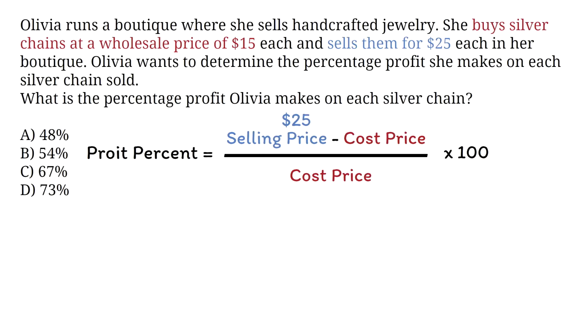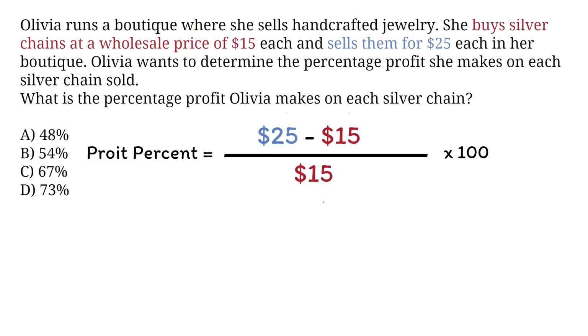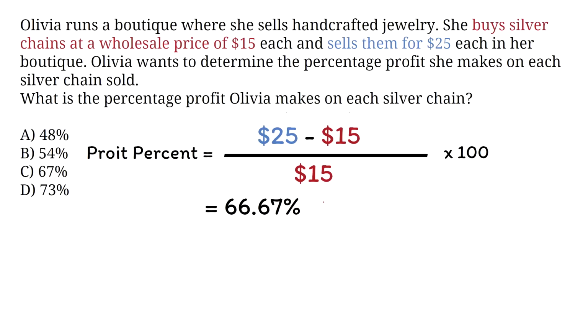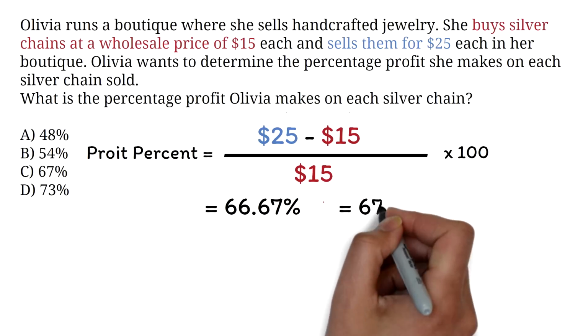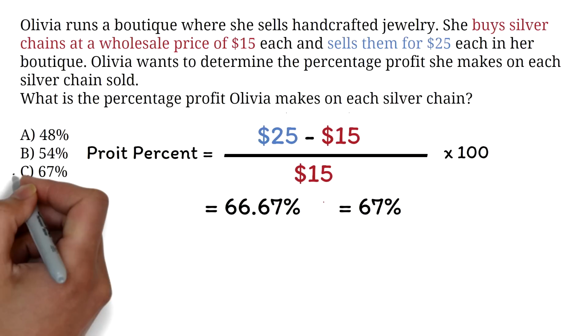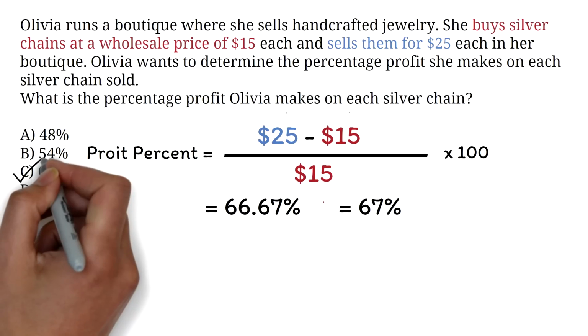The selling price was $25, the cost price was $15. We compute this on the calculator. 25 minus 15 divided by 15 times 100 is 66.67%. We can round this up to get 67%. Please, if you're not familiar with rounding numbers, check out ultimateged.com for more. The correct answer is therefore option C, 67%.